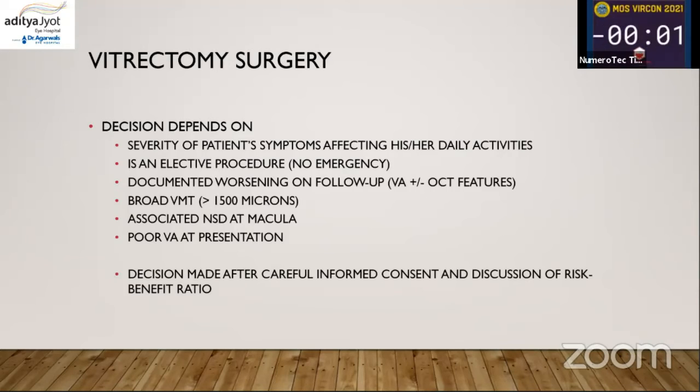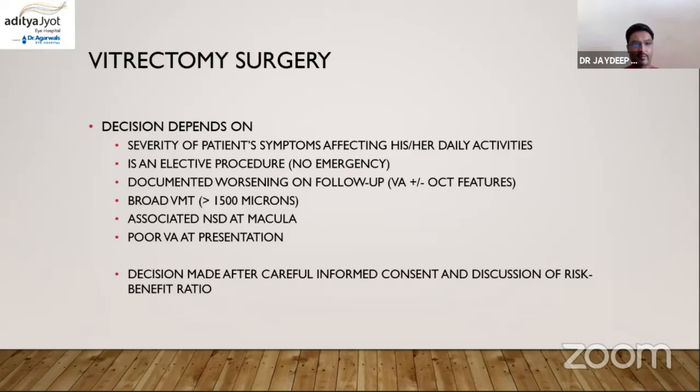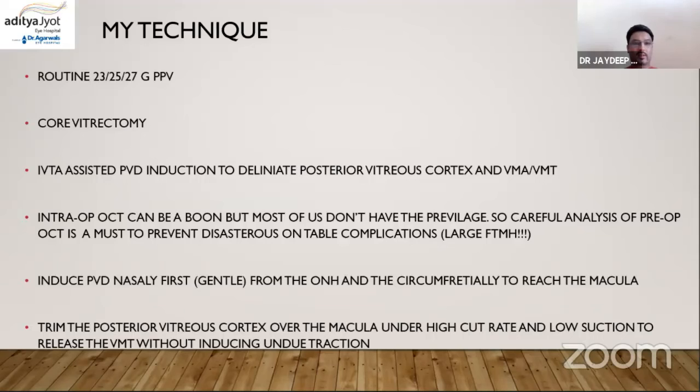When there is a documented worsening, you can consider it. Broad VMTs, you can consider it. When there is an NSD at the macula, or poor vision at presentation, all these can lead to the decision for a vitrectomy. So I would just end with my technique, where we do a core vitrectomy. You can use any gauge.